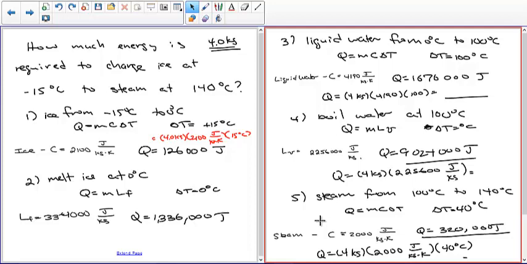I usually put a problem very similar to this, except I start either as frozen ice and go to liquid water, or liquid water and go to superheated steam. So you don't necessarily have all the steps, but you do have to know when you are at a given phase, you use this result, and if you're changing the phase, you use that.